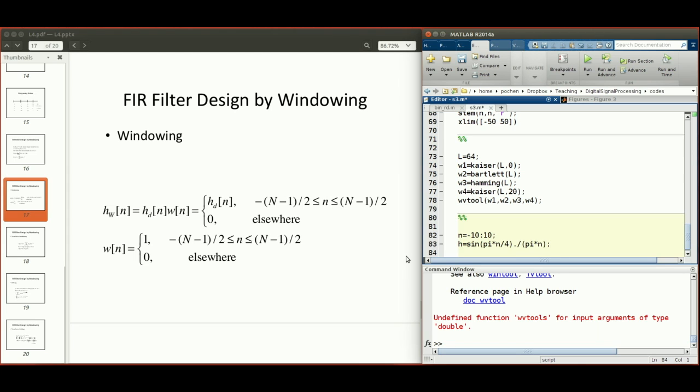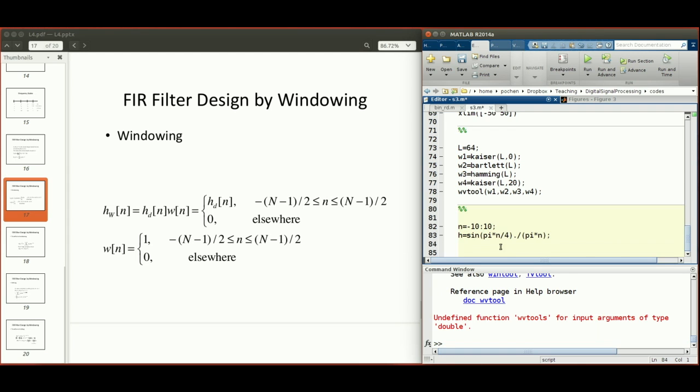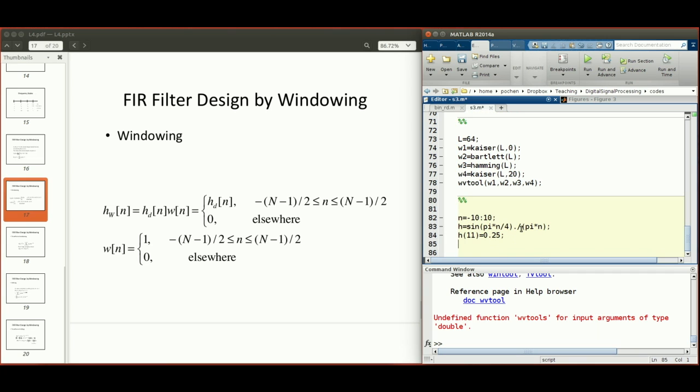Right, that's our H. But for this particular H, it's not going to have a number at n equals 0, because you're dividing by 0. So for that point, we need to assign a specific value for it. It's 0.25 basically. And that point is the 11th point for the n vector, because n equals 0 is actually the 11th point.